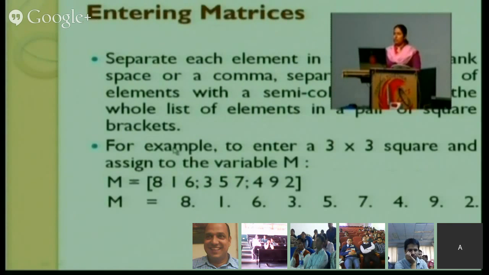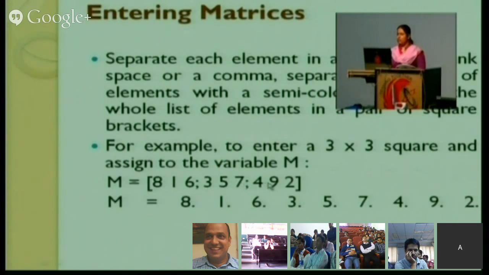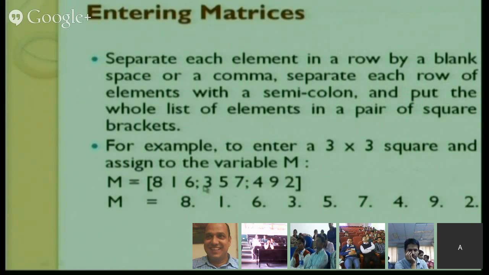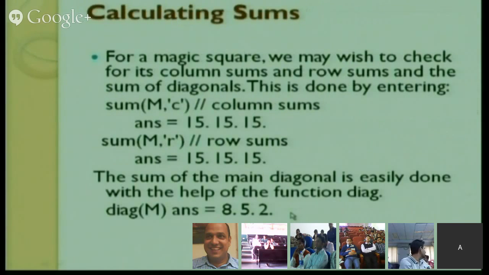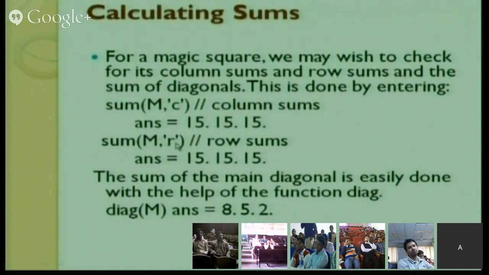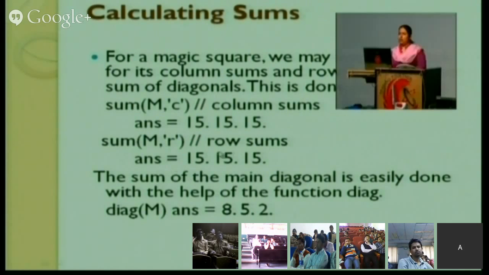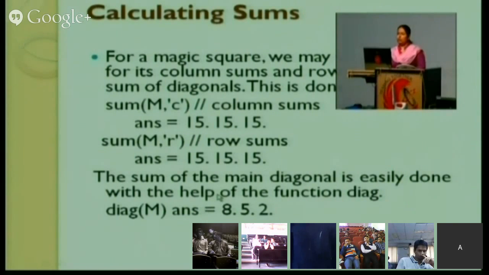As we can see, M is given by 8, 1, 6, 3, 5, 7 and 4, 9, 2. This is a 3 by 3 matrix, and the sum of each column is coming out to be 15. Similarly, to find the sum of the rows, write the syntax sum within brackets M comma within quotes R. R is for rows. And to find the sum of the diagonal, it is easily done when we sum from the top left corner to the bottom right. Then it comes to be diag of M. So it comes to be 8, 5 and 2.